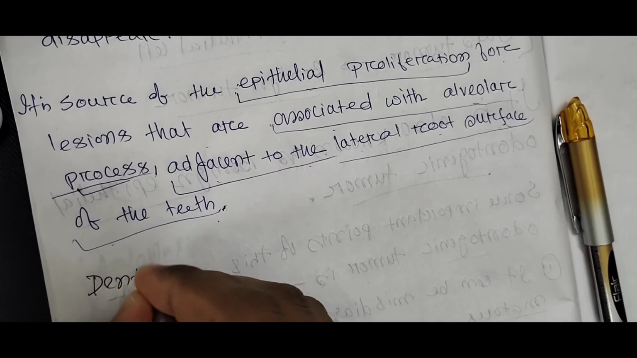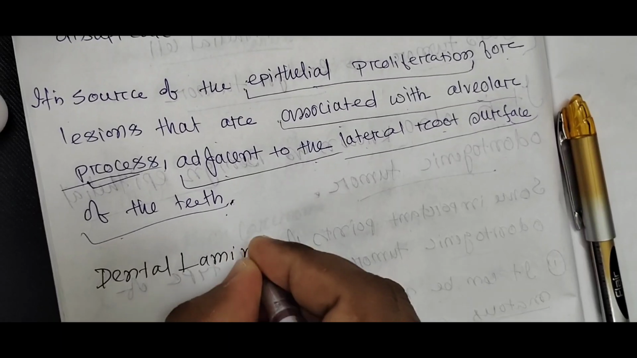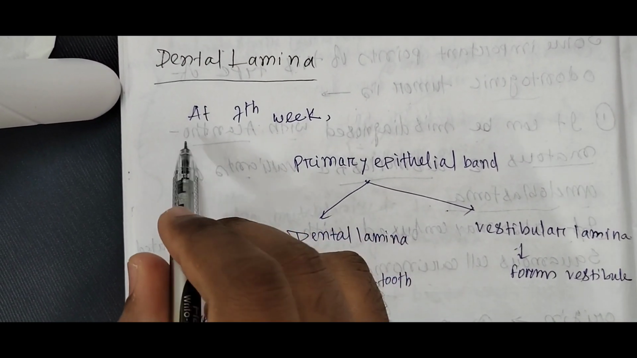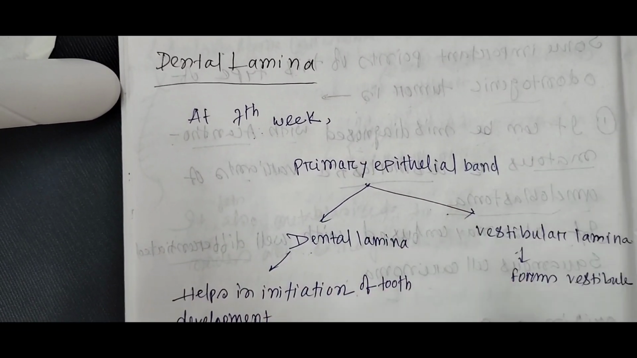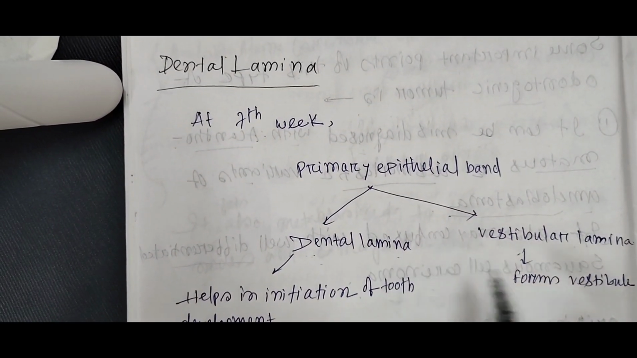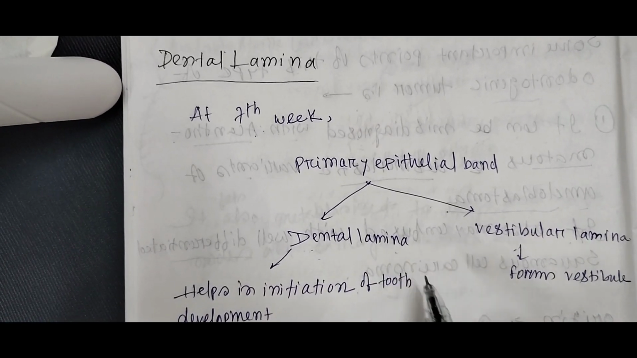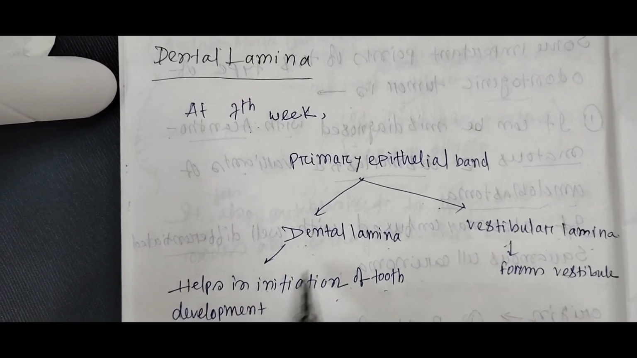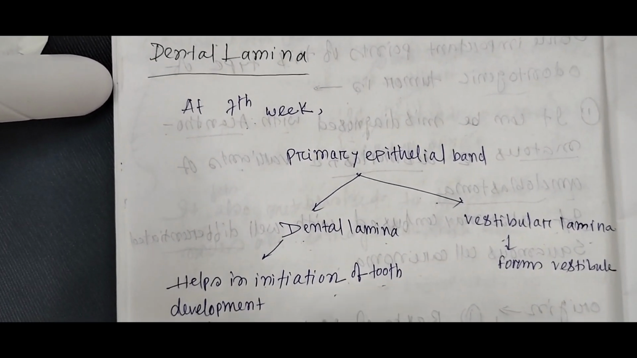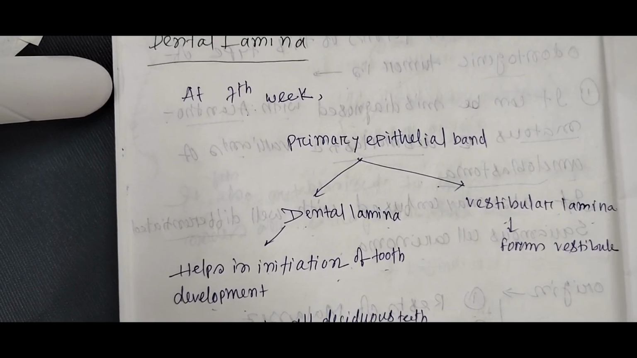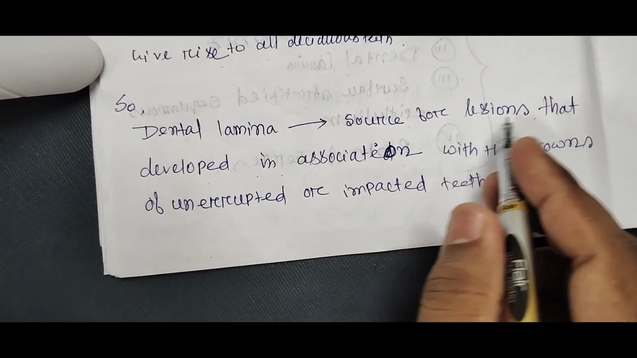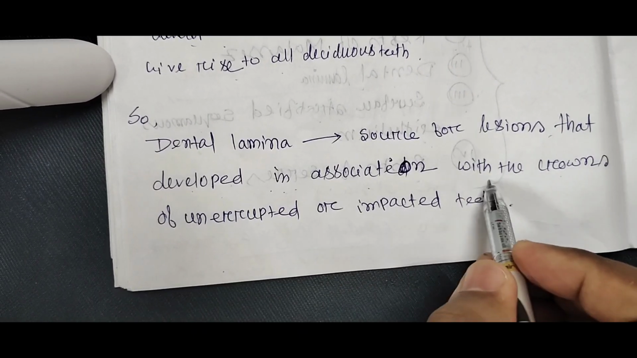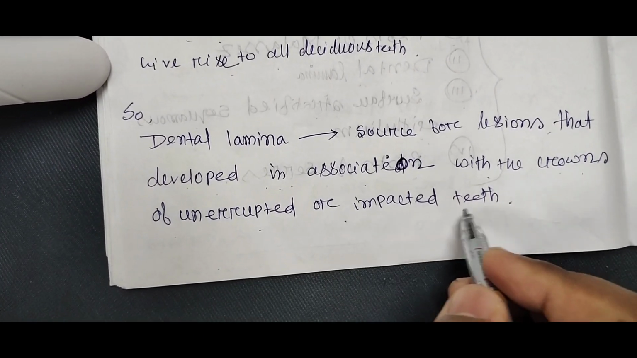Dental lamina. We learned in first year that at the 7th week the primary epithelial band divides into dental lamina and vestibular lamina. Dental lamina helps in initiation of tooth development, and vestibular lamina forms the vestibule. And the dental lamina gives rise to the deciduous tooth. So dental lamina is the source for lesions that develop in association with the crowns of unerupted or impacted teeth.